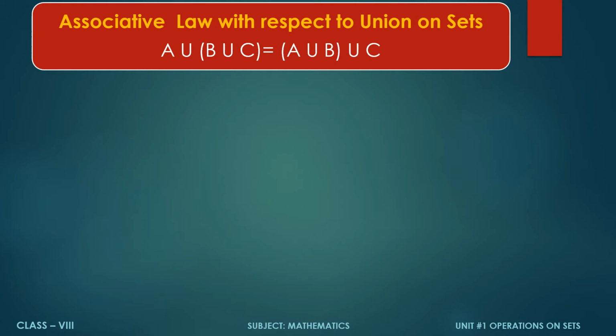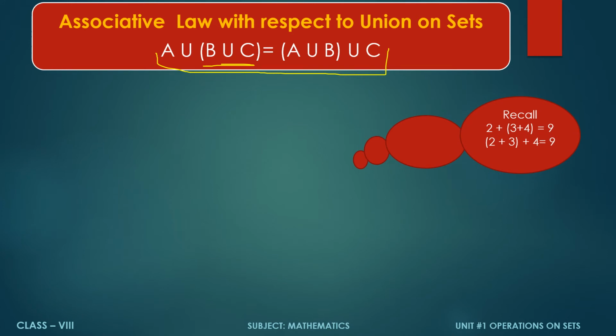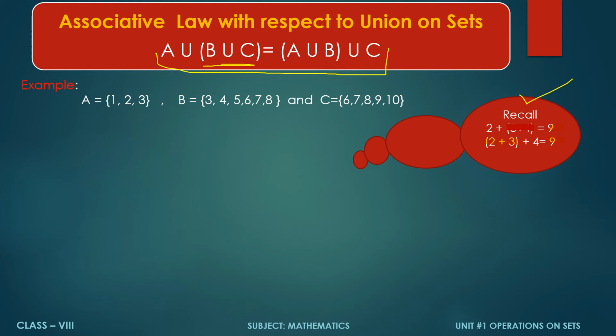First we take associative law with respect to union on sets. That is A union (B union C) is equal to (A union B) union C. It means that first we solve the bracket part. Recall, students, you are very much familiar with numbers and their associative property. If we have 3 numbers like 2, 3 and 4, we add them in any order. In any case, we get 9. It means that associative law with respect to addition holds.